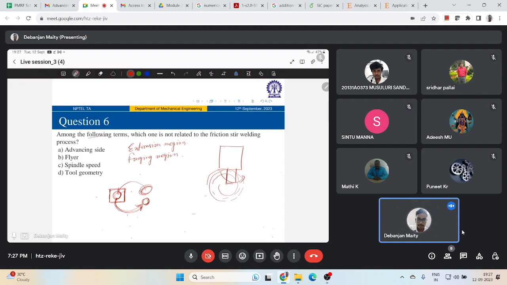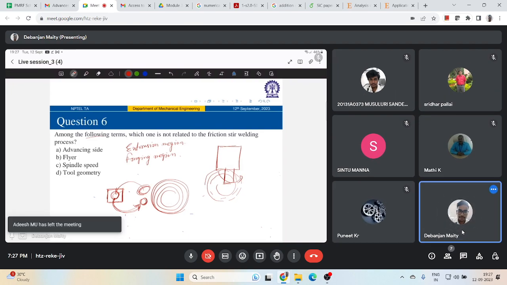So it is kind of material mixing taking place continuously. It is upward, backward, and all over the regions material is getting stirred due to this tool rotation. So the material from the front of the tool is forced into the cavity that is left behind by that forward moving pin. Am I able to explain? Yes, sir. Thank you, sir.